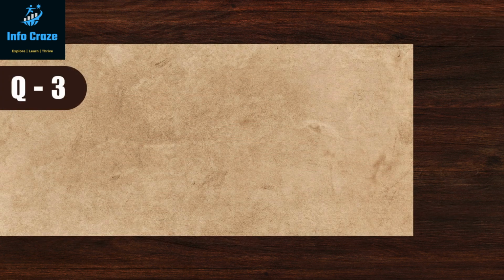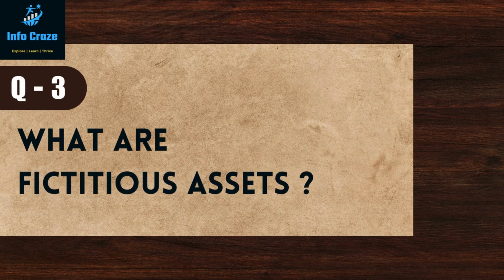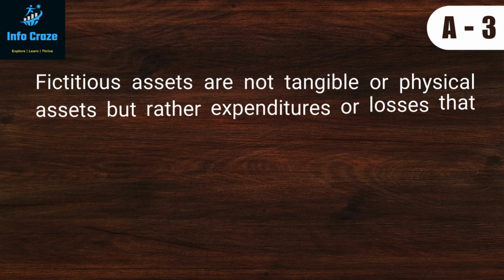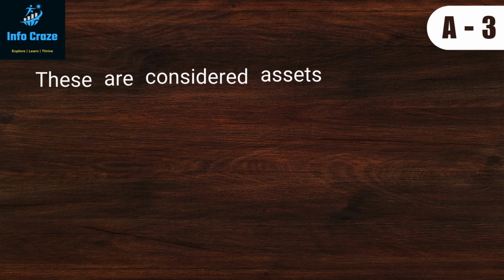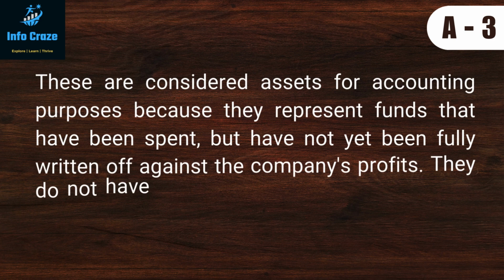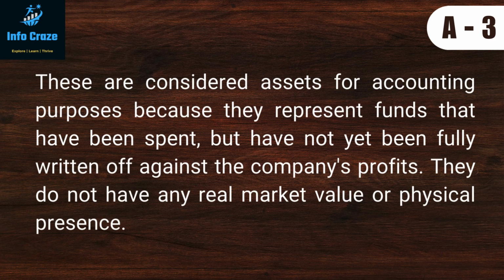Question 3. What are fictitious assets? Fictitious assets are not tangible or physical assets, but rather expenditures or losses that are written off over several years instead of being expensed immediately. These are considered assets for accounting purposes because they represent funds that have been spent but have not yet been fully written off against the company's profits. They do not have any real market value or a physical presence.